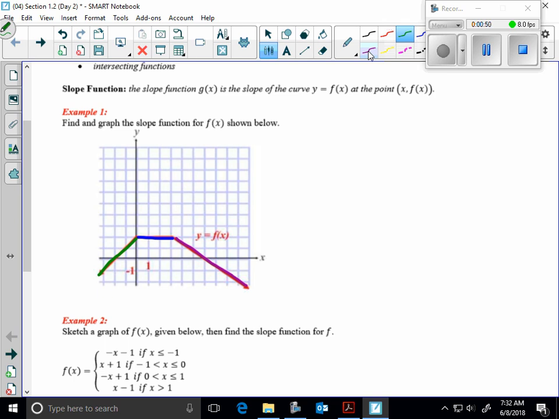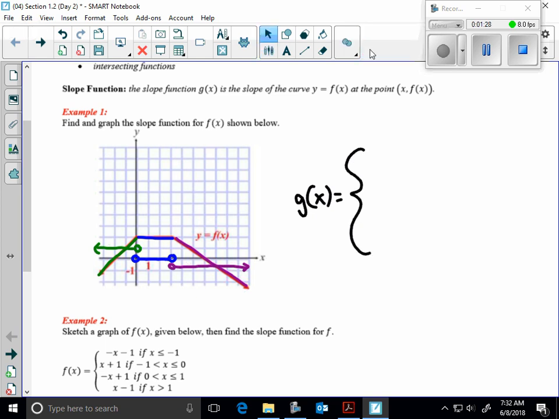based on these three intervals, well, the slope of the green portion would be 1. The slope of the blue portion would be 0. And the slope of the purple portion looks like it would be negative 2/3. So the portion that I just drew there is the slope function. So let's go ahead and write out the piecewise function for that.